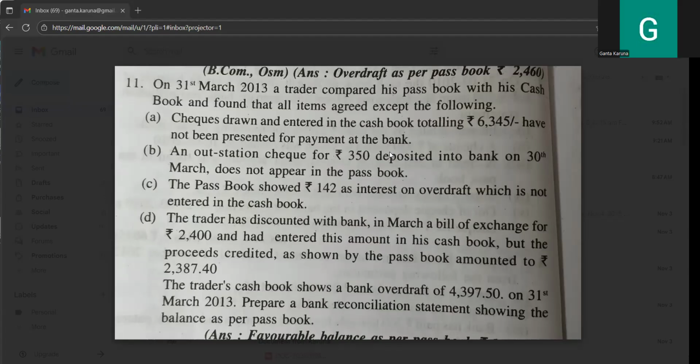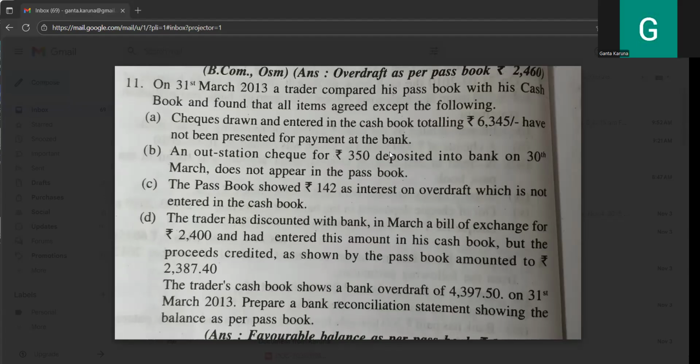And the next one is that the trader has discounted with the bank a bill of exchange for 2,400 and entered this amount in the cash book, but the proceeds credited in the passbook were 2,387 because it is a discount. So the banker is going to take into consideration only the actual amount he received. My cash book shows the total I received is 2,400, but the banker shows that we received only 2,387. So there is only a difference of 12 rupees 60 paisa, which is more in the cash book and less in the passbook. So what we have to do, we'll decide based upon my proof book.